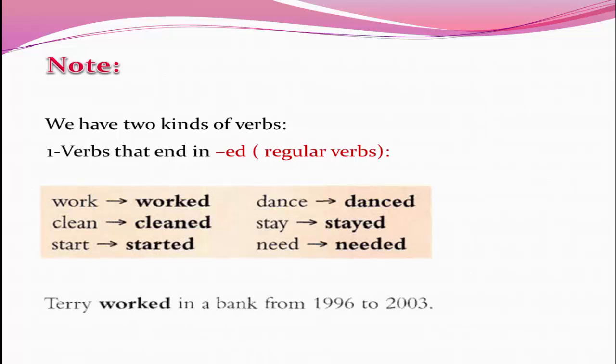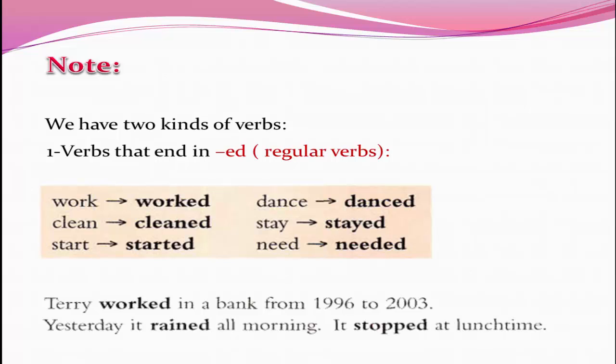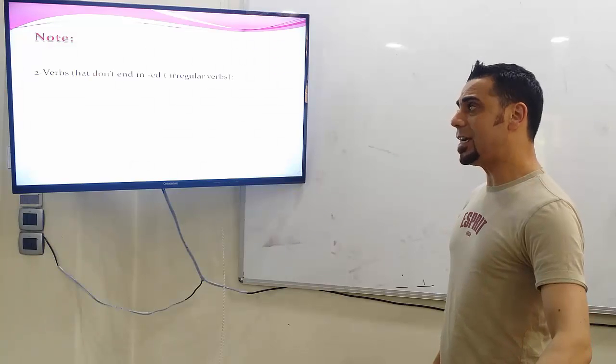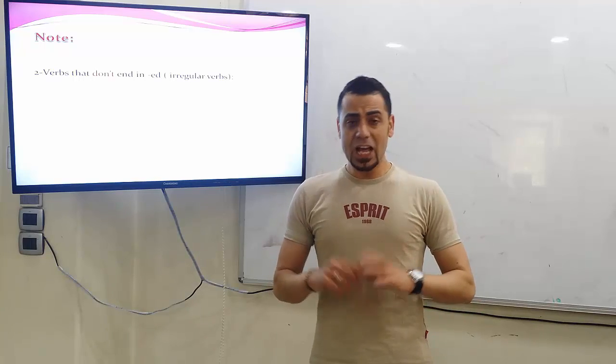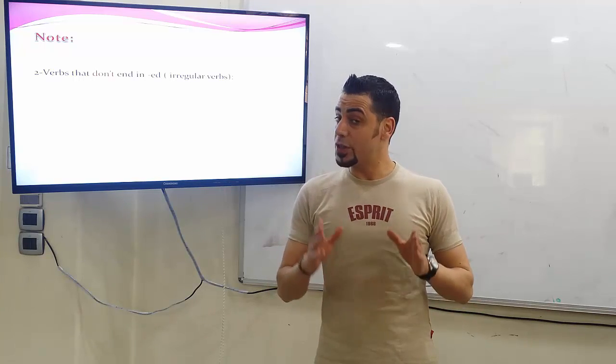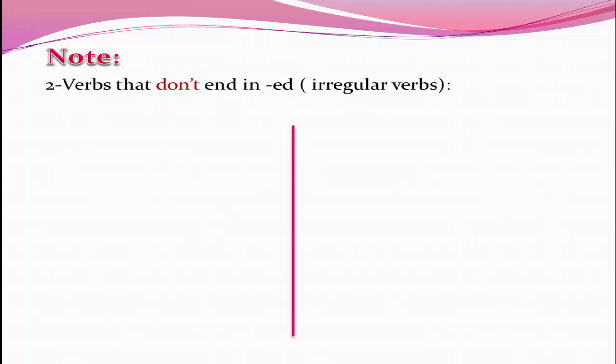For example now, Terry worked in a bank from 1996 to 2003. Yesterday it rained all morning. It stopped at lunchtime. Now the second kind of verbs, we call irregular verbs. And this kind of verbs doesn't end with ed. The whole form of the verb changes.